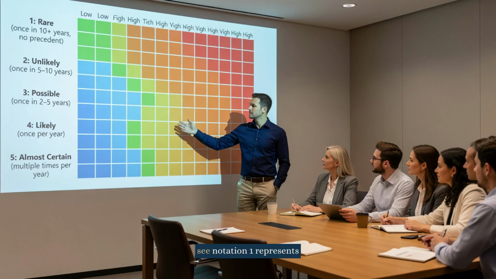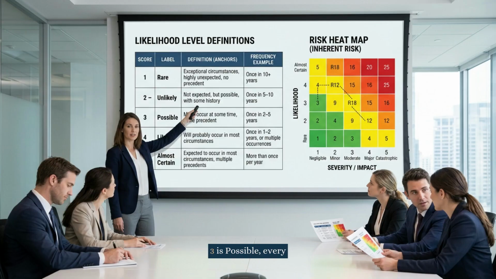For example, 1 represents rare, happens in exceptional circumstances, meaning once in 10 plus years with no precedent. 2 is unlikely, and you are not expecting this to happen, and if it happens, it may be once in 5 to 10 years. 3 is possible, every 1 to 5 years. 4 is likely, once a year. And 5 is almost certain, meaning it's happening now or multiple times a year.